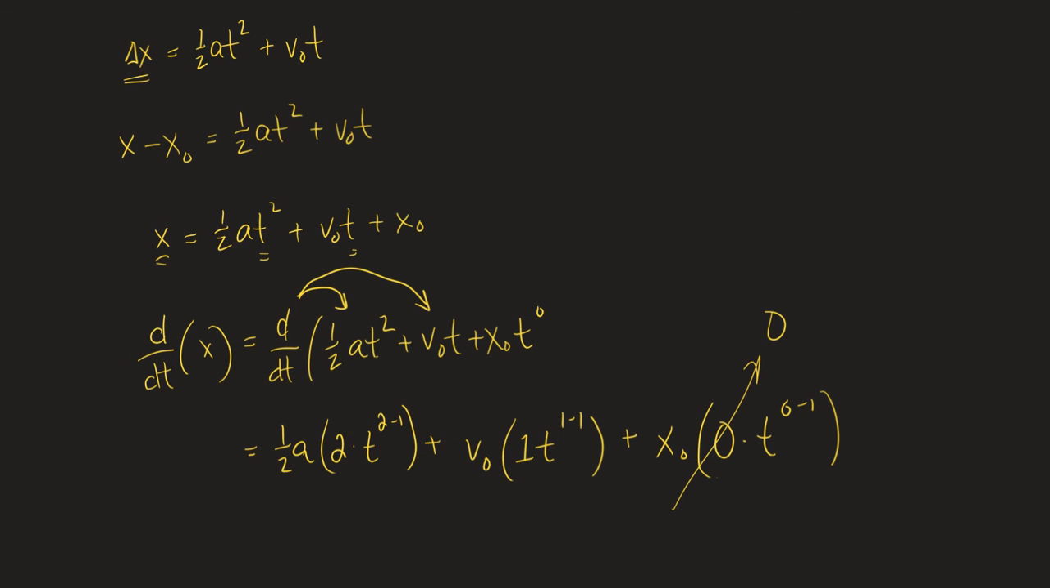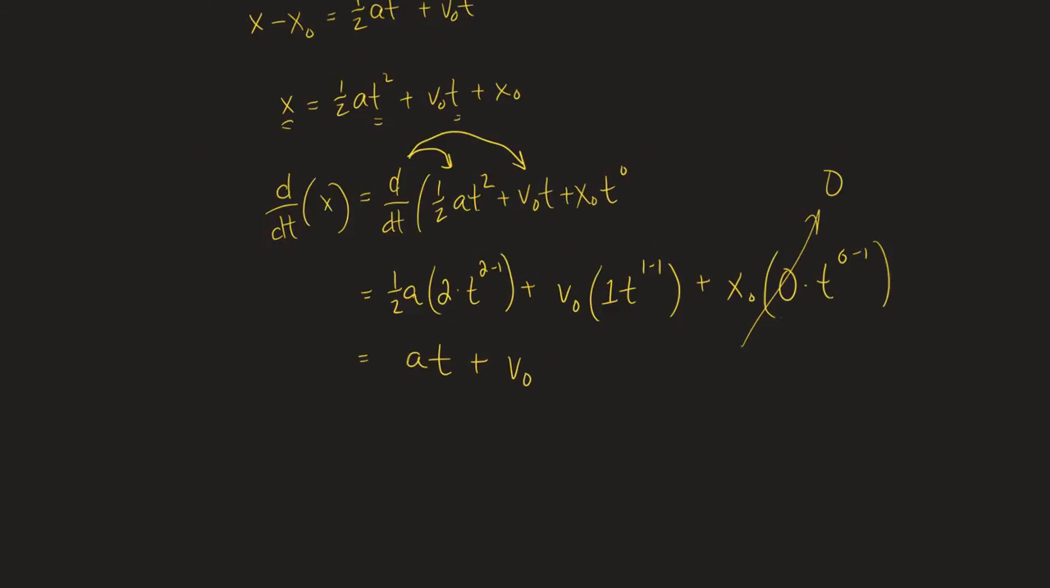But look at what we're left with. What is 1/2 times 2? A times t to the 2 minus 1 is t to the 1 power, correct? Plus, 1 times v naught is just v naught, and what is t to the 1 minus 1? What is that? It's 1, right? Because that's t to the 0 power.